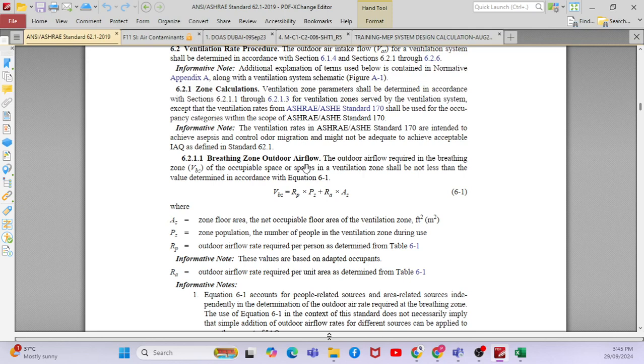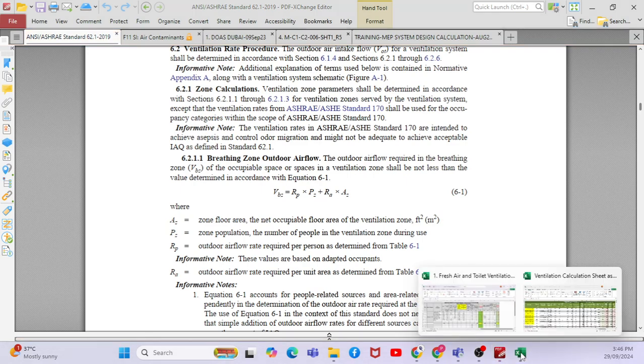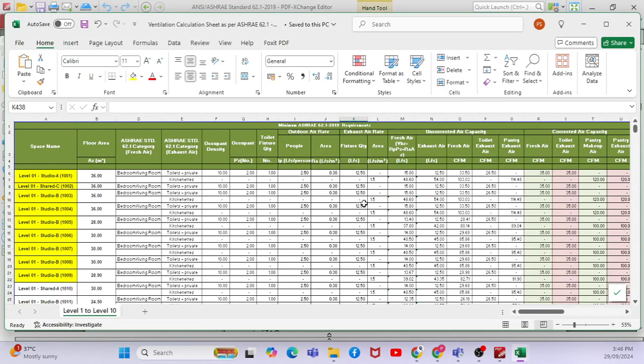Breathing zone outdoor airflow rate: the outdoor airflow rate required in the breathing zone of the occupied space or spaces in a ventilation zone shall not be less than the value determined in accordance with equation 6.1. So this is the equation, Vbz = Rp × Pz + Ra × Az. If you go to my Excel sheet, which I will share, you can see how to calculate the fresh air capacity.